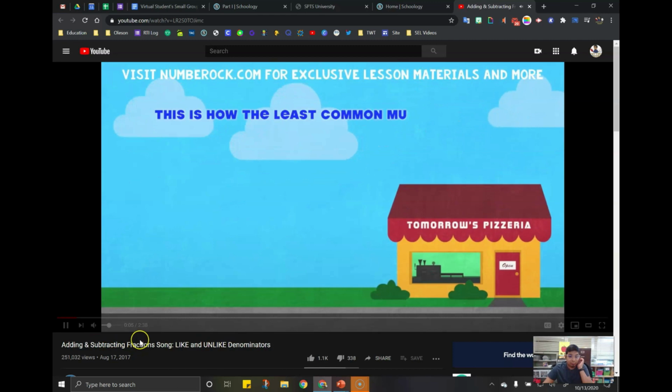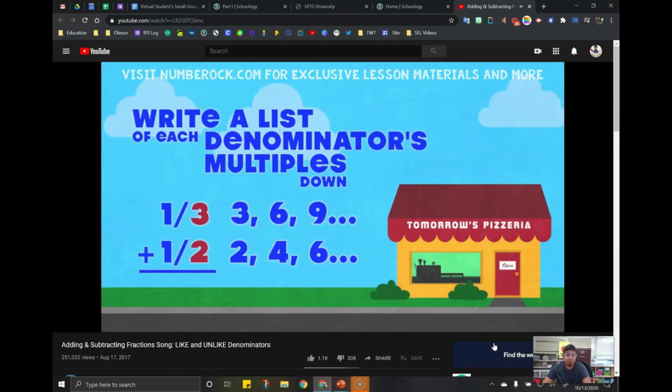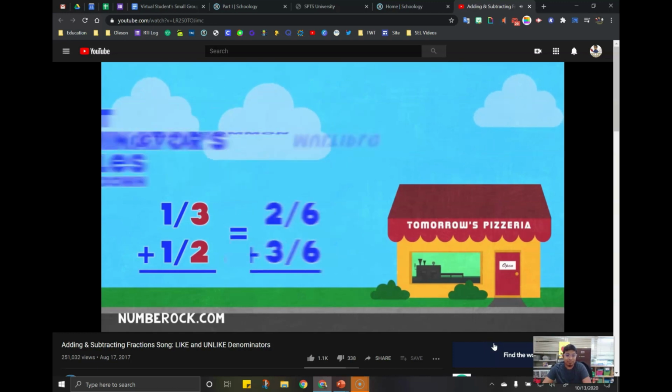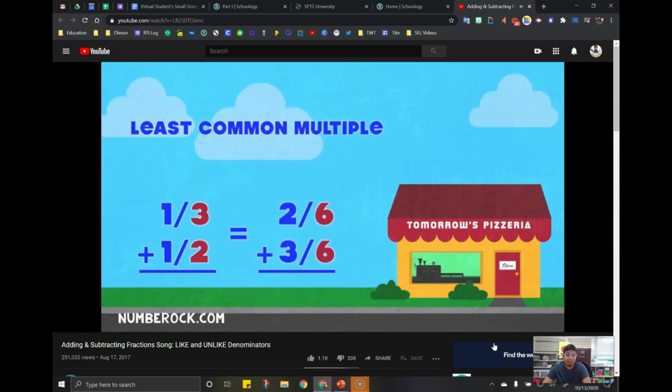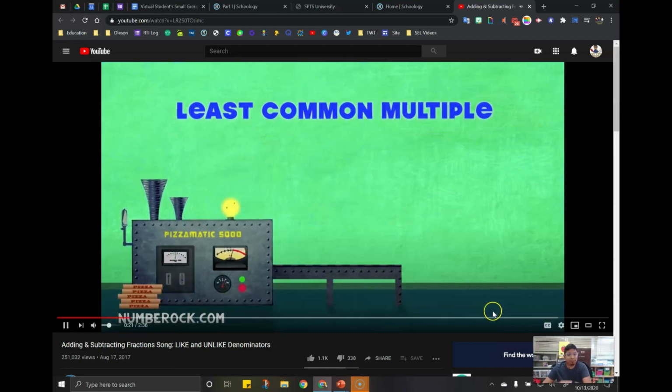This is how the least common multiple is found. Write a list of each denominator's multiples down. The smallest number you can find in both of them is the least common multiple, aka the LCM. The least common multiple can also be called the least common denominator.